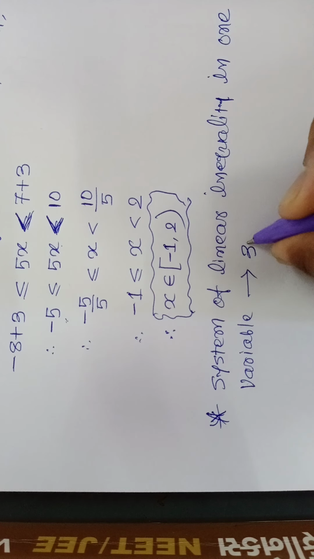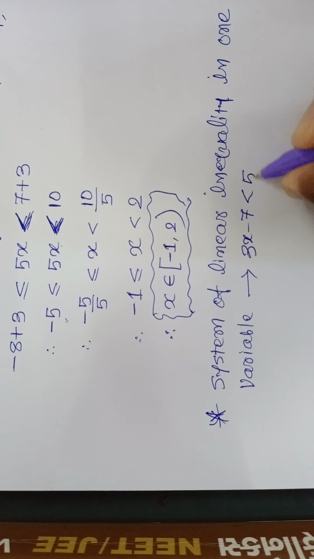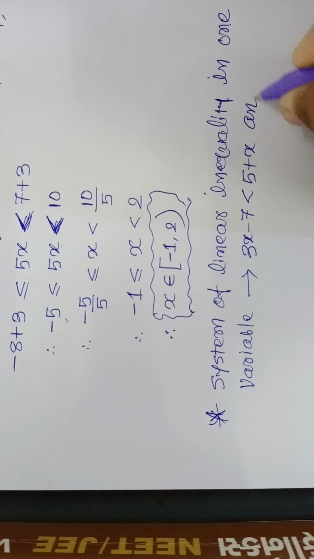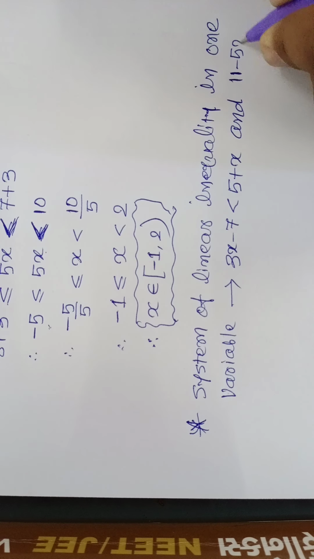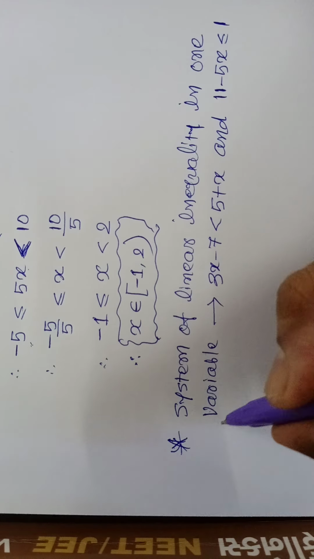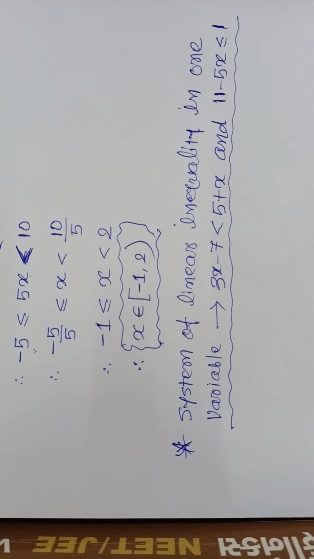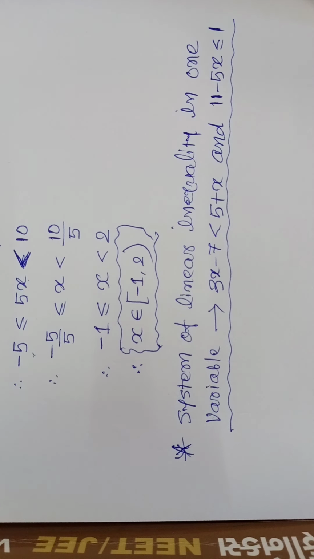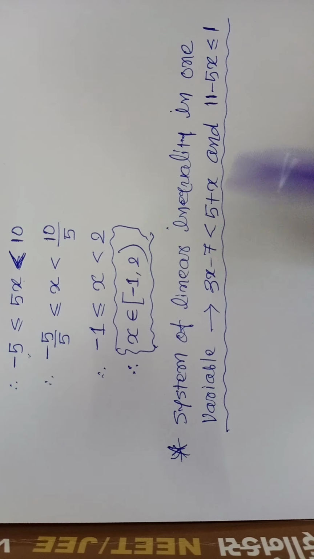The example is this: 3x minus 7 less than 5 plus x and 11 minus 5x is less than or equal to 1. My friend, what is the meaning of this? A system of linear inequalities in one variable. System means there are two linear inequalities, so that's why it is known as a system.